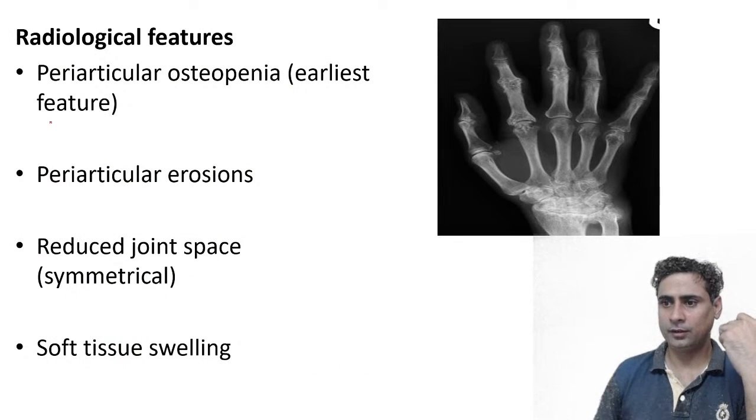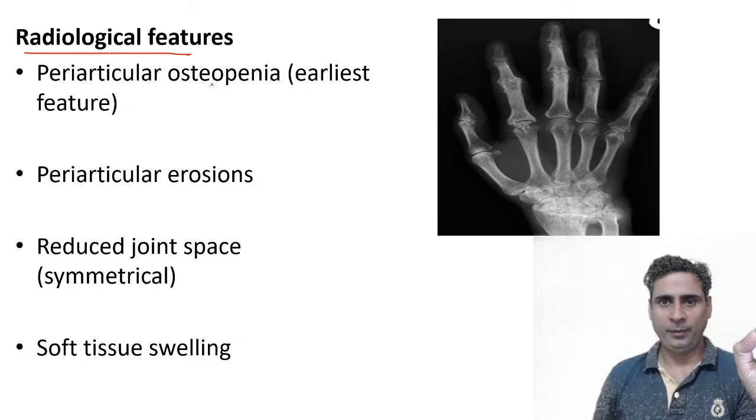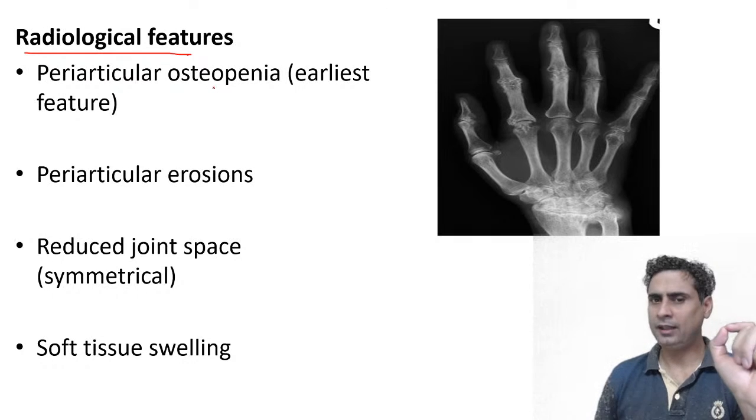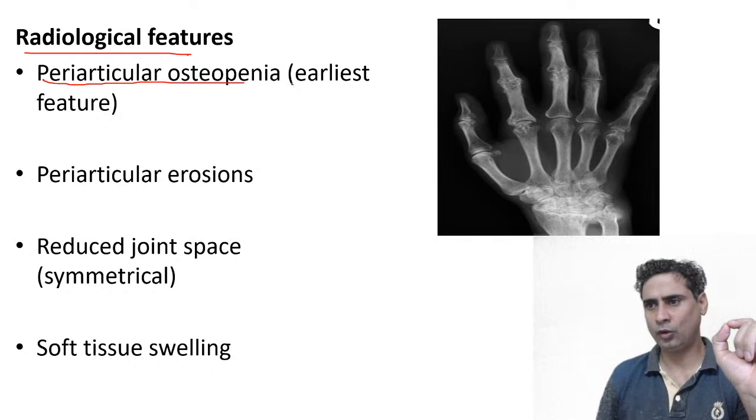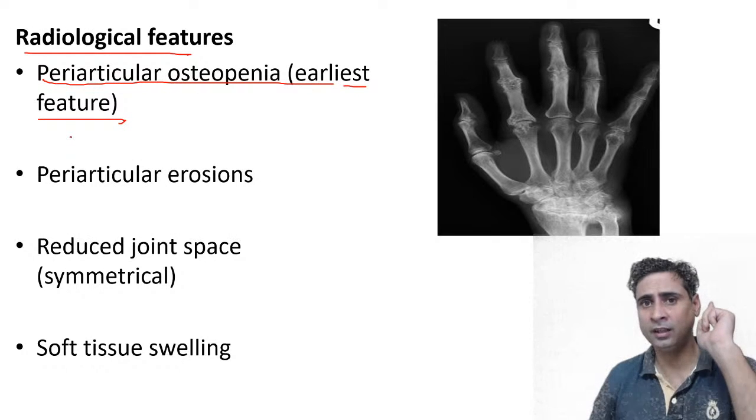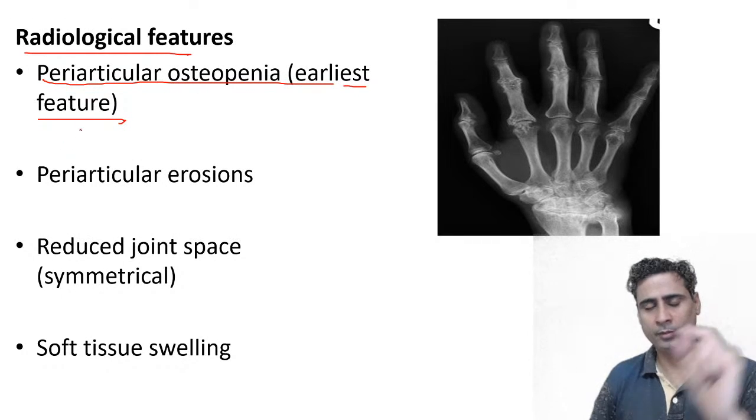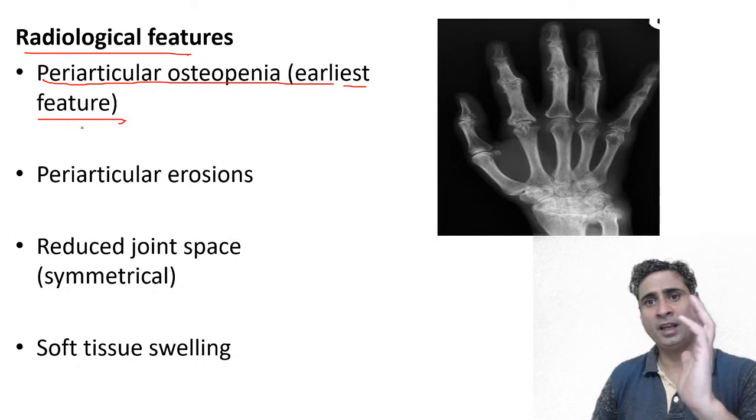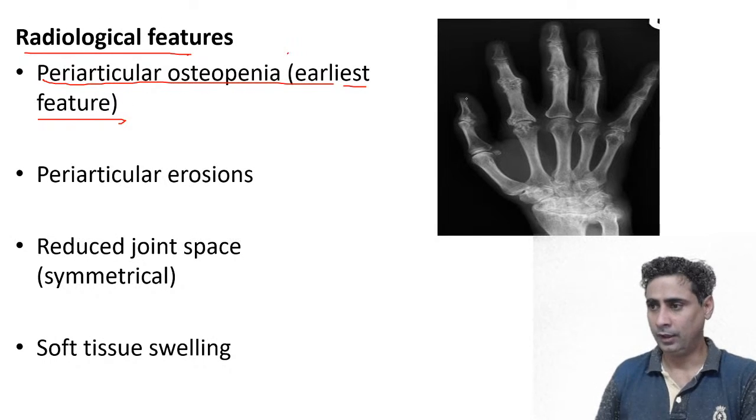Now radiological features. Inflammation induces bone resorption. So the earliest radiological feature will be periarticular osteopenia. The earliest radiological feature in osteoarthritis is reduction in joint space. Here the earliest radiological feature is periarticular osteopenia because there is inflammation. Here you can see around the metacarpophalangeal joint, this is the normal bone density. Here decreased bone density on both sides. This is normal. Radiolucent area around the joints, metacarpophalangeal joints. So these are periarticular osteopenias.